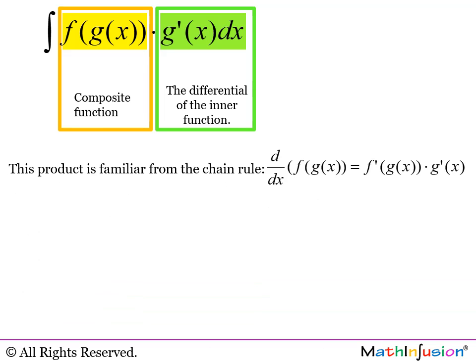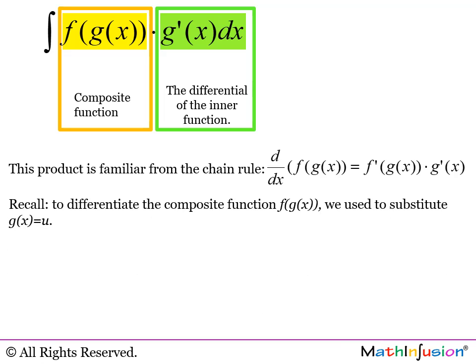This product is familiar from the chain rule. I would like to recall d dx of f of g of x, which means the derivative of the function f of g of x, a composite function with the inner function g of x, is the derivative of the outer function f at g of x times the derivative of the inner function g prime of x.